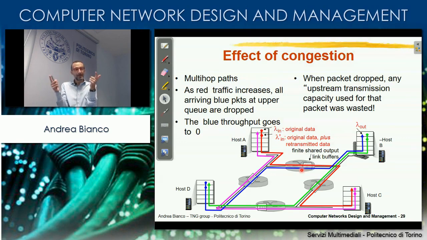So not only will you have more red packets while you are filling up the buffer with respect to the blue one, in a ratio which is 2 to 1, roughly speaking. Okay, you have twice as many red packets as blue ones.